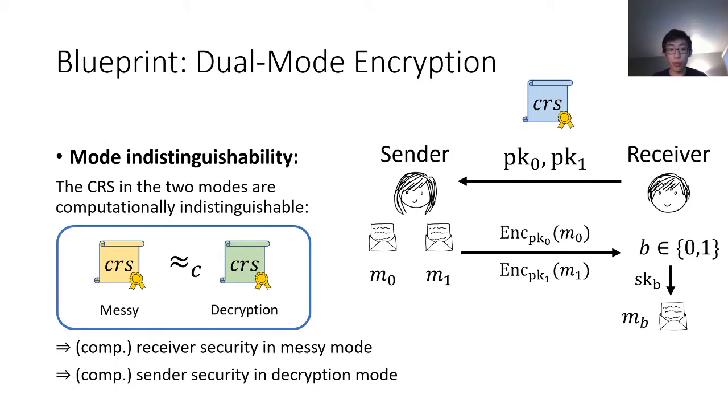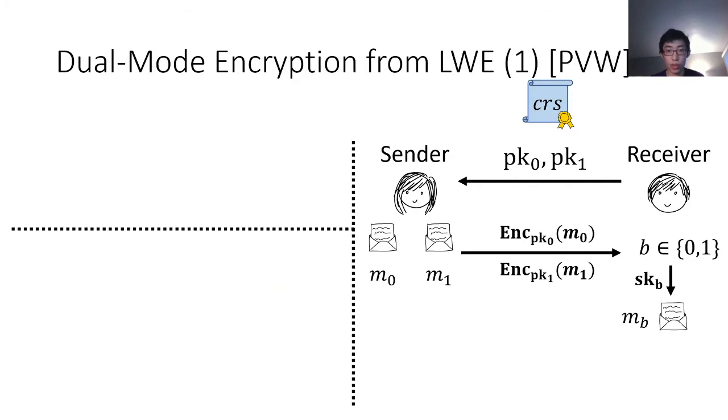So for instance, if we want to argue computational receiver security in messy mode, we'll simply switch the CRS from messy to decryption. And in decryption mode, we have statistical security for the receiver. And so overall, we have computational security for the receiver in messy mode. And similarly for the decryption mode. So that's the blueprint. And so the question now is, how do we realize this blueprint?